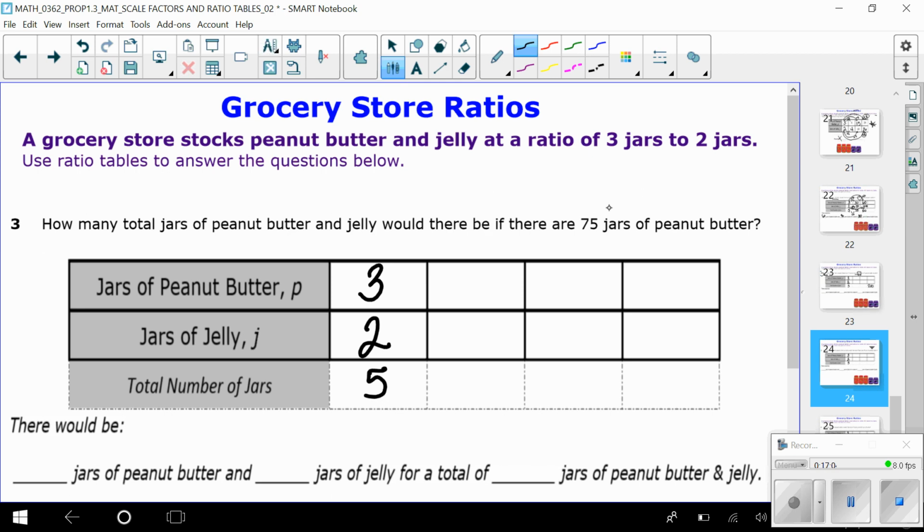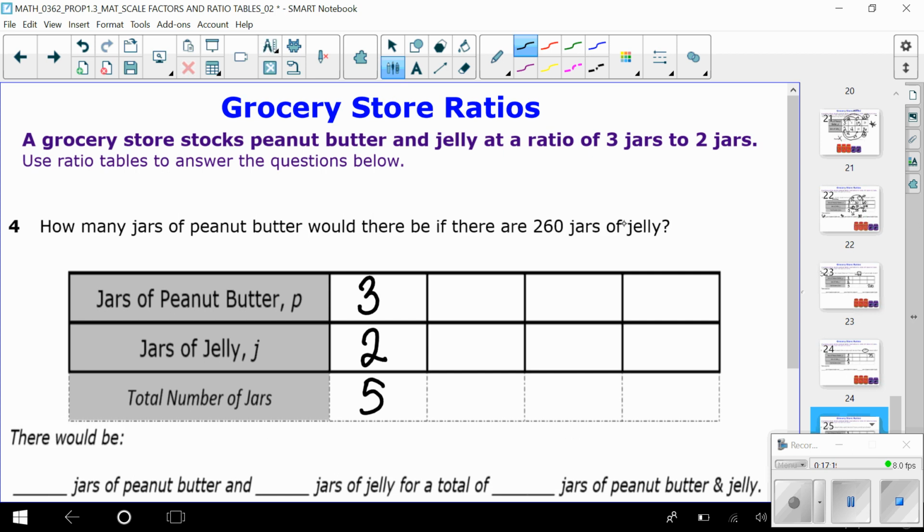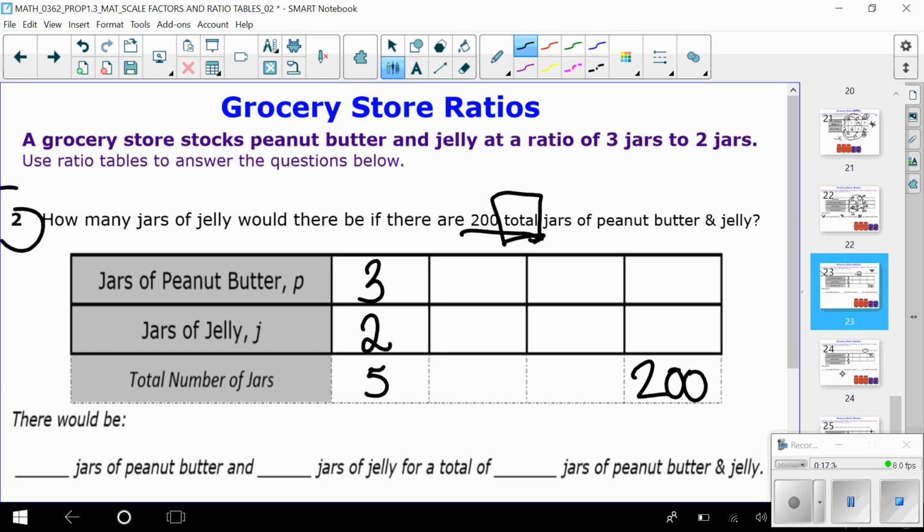Okay? Hopefully that helps. Then if you skip down to number 3, it asks, how many jars of peanut butter and jelly would you have if there were 75 jars of peanut butter. So you're going to come down here and you're trying to get to 75 jars of peanut butter. Okay? And then the last one, you're trying to find peanut butter. So this one gives you 260 jars of jelly, and you're trying to find out peanut butter. Okay? So now hopefully that will help you get to where you need to be.